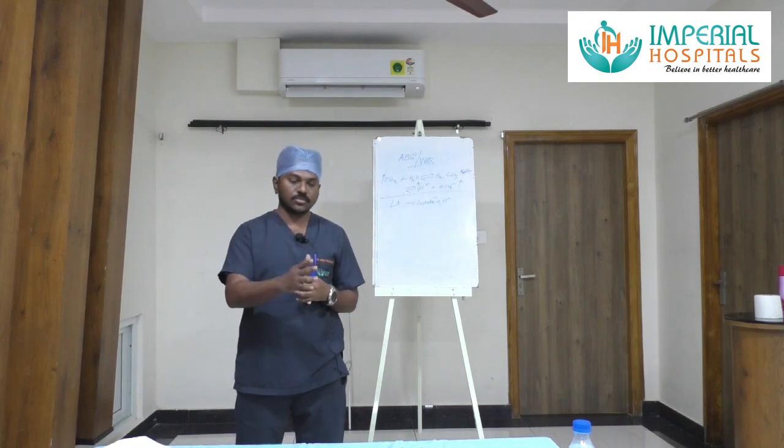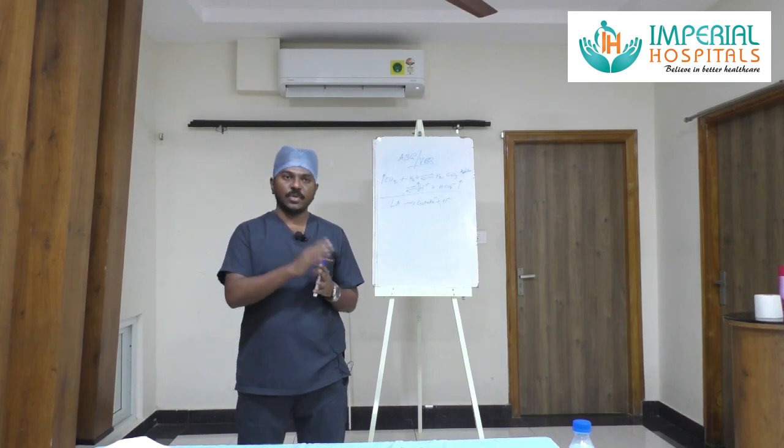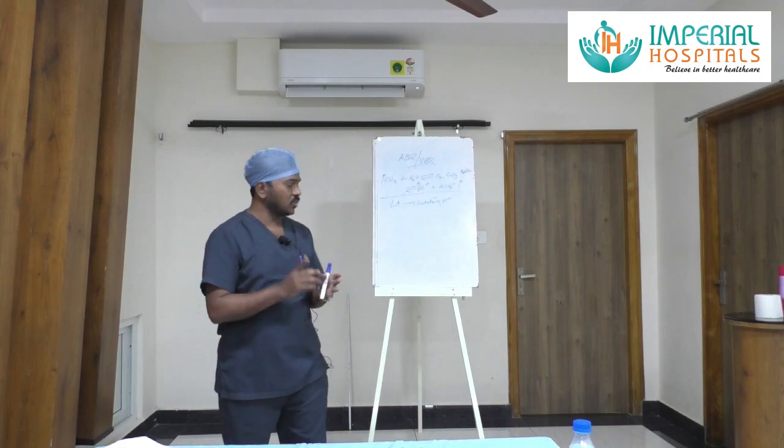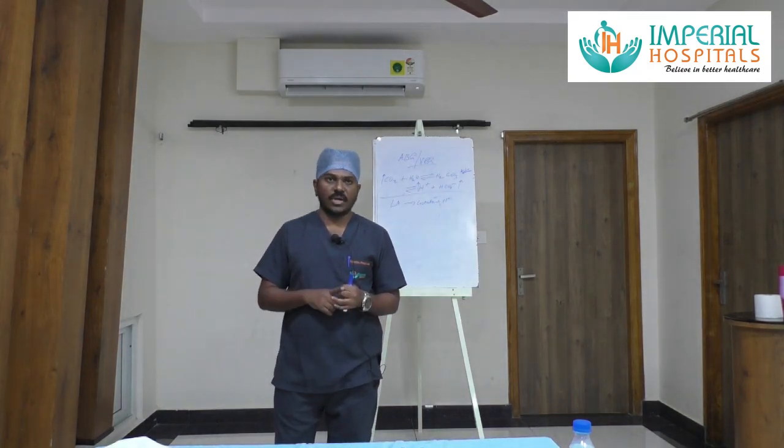Whenever it is lost through the kidney, in renal tubular acidosis, there is no exchange. That happens because of many things. Aldosterone resistance can be there, it can be Gitelman syndrome, it can be Bartter syndrome. There are so many things. We will come to that.